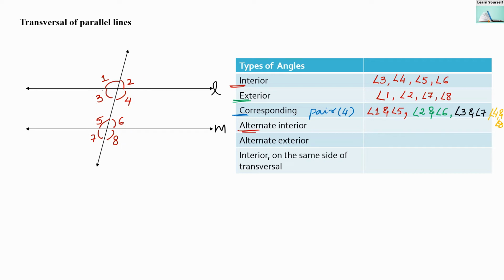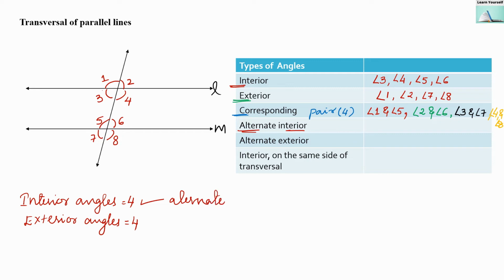Alternate interior angles. These are angles which are interior but also alternate. We have 4 interior angles. Now here we are talking about alternate interior angles. Alternate means we will get only 2 angles which are alternate. So we will get only 2 pairs of alternate interior angles.